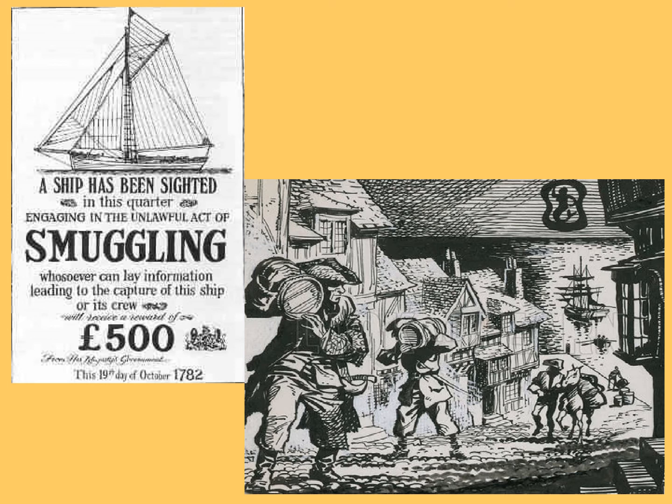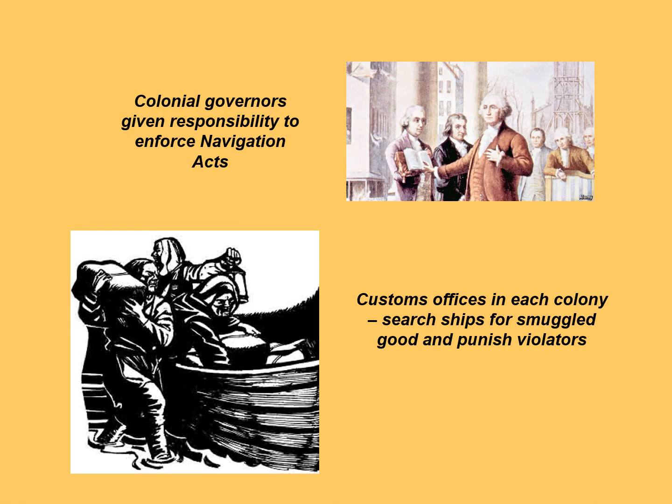So in 1696, Parliament will try to take those steps to actually regulate colonial trade, to enforce, rather, the Navigation Acts. They're going to do that in a couple of ways. First, colonial governors are going to be given the responsibility of enforcing the Navigation Acts. Colonial governors were appointees of the king in the colonies. It's his job now to make sure that those Navigation Acts are being followed, or he could lose his position.